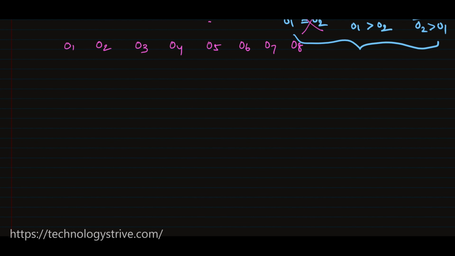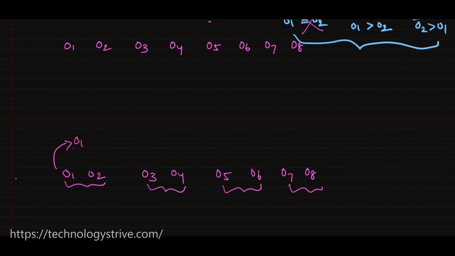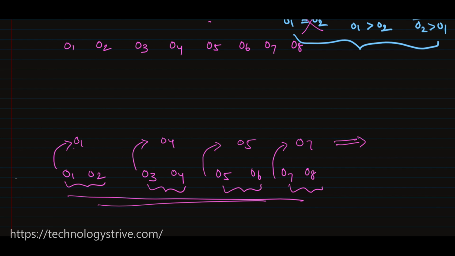So how will we do it? We take only O1 and O2, then O3 and O4, then O5 and O6, because at a time only two objects can be compared. So I'll compare O1 and O2, O3 and O4 separately, O5 and O6, and O7 and O8. From this I found O1 is greater, and from this set I found O4 is greater. Just a rough assumption: from this I found O5 is greater, and from this O7 is greater. Now how many objects do we have after this operation? Now we have only 4 objects with us, right?